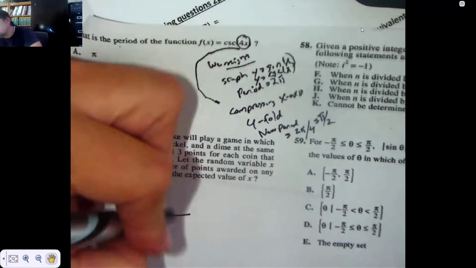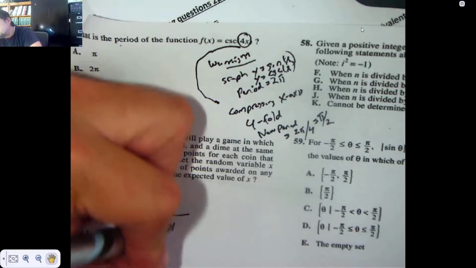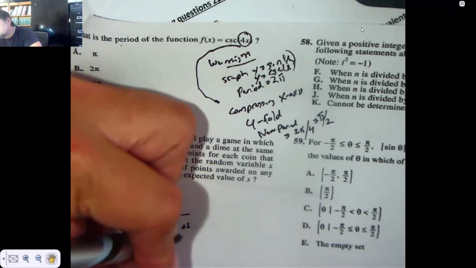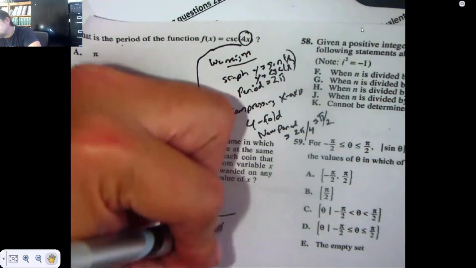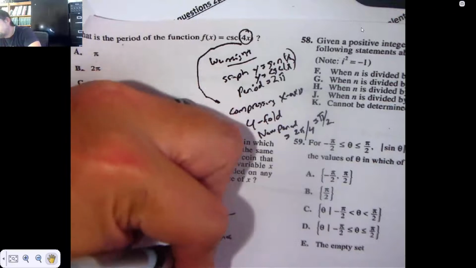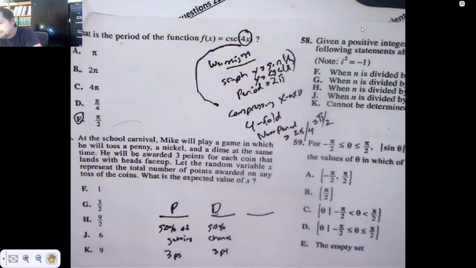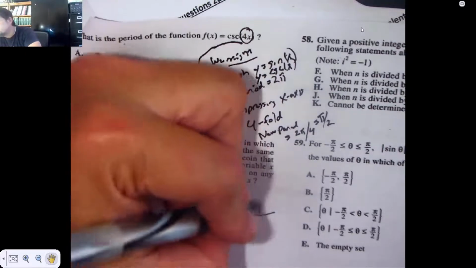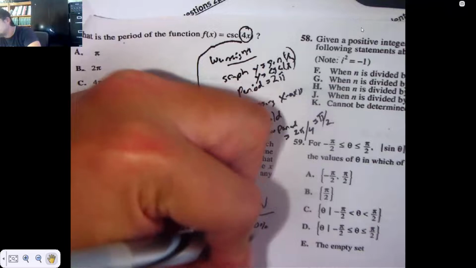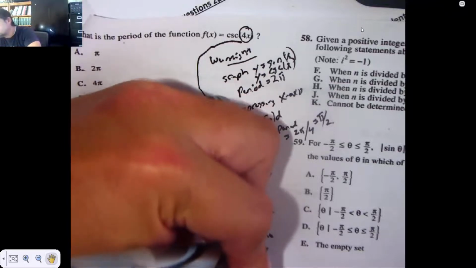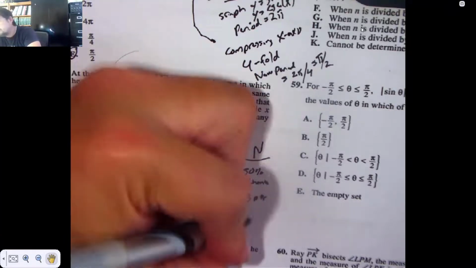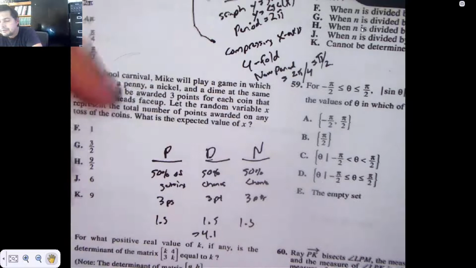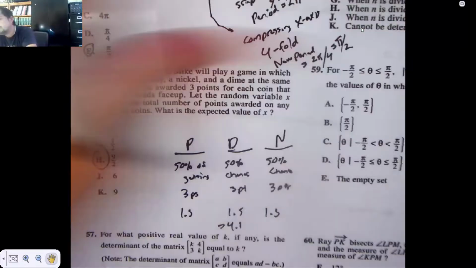Here's how this works. You flip a penny, you have a 50% chance of getting 3 points. You flip a dime, you've got a 50% chance of 3 points. You flip, what's the next one? Oh, the nickel. I forgot about the nickel. Flip a nickel, guess what? 50% chance of 3 points. On average, you would expect to get a 1.5 here, a 1.5 here, and a 1.5 there. That's 4.5 points, 9/2. Hope that makes some sense.